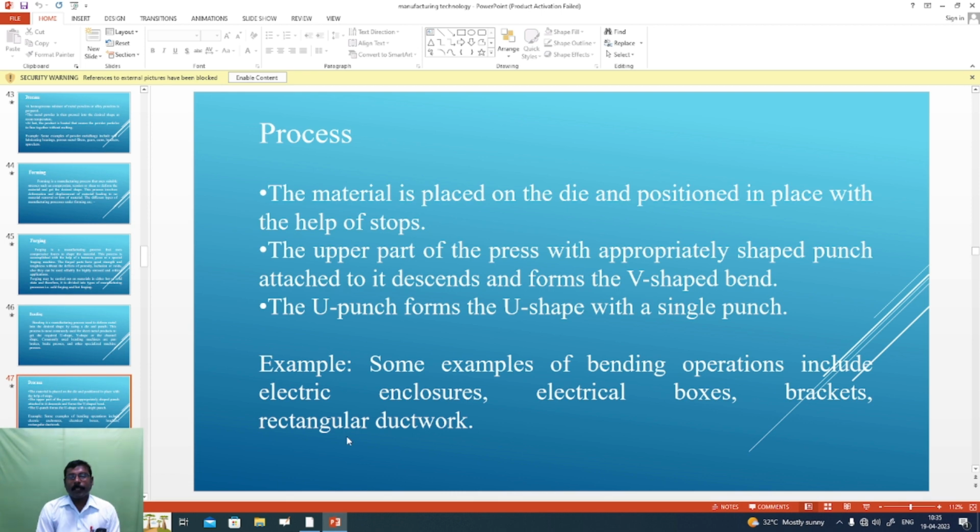In the process, the material is placed on the die and positioned in place with the help of stops. The upper part of the press, with an appropriately shaped punch attached to it, descends and forms the V-shaped bend. The U-punch forms the U-shape with a single punch. Some examples of bending operations include electric enclosures, electrical boxes, brackets, rectangular ductwork.